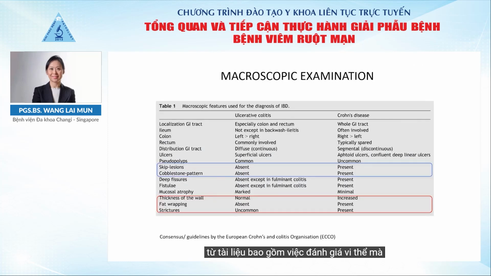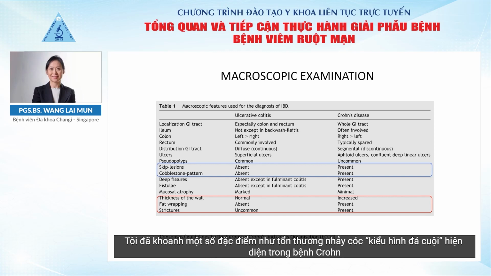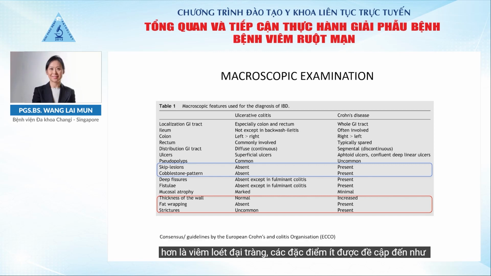I find this is now a good time to bring in a table from the document as well. It covers macroscopic examination, which we have briefly covered when looking at the macroscopic pictures. I've highlighted some features like skip lesion and cobblestone pattern, which are present in Crohn's disease rather than ulcerative colitis. Then features that are less commonly mentioned, like thickness of the wall, fat wrapping, and strictures, are more frequently present or increased in Crohn's disease.